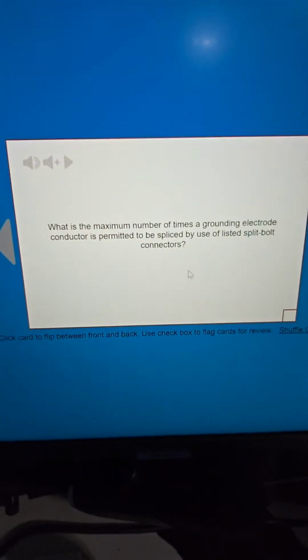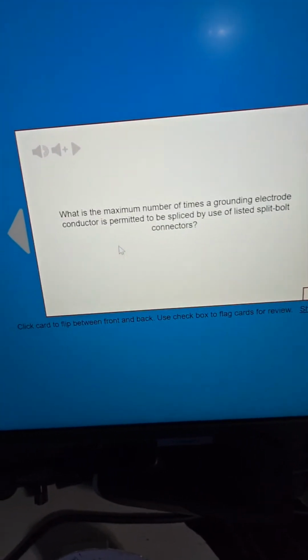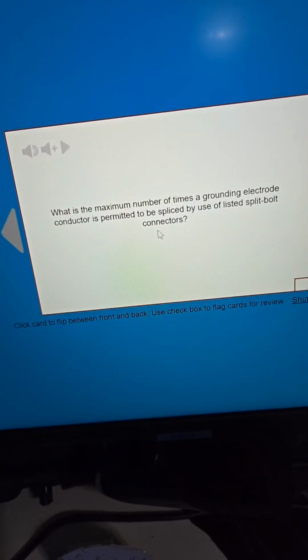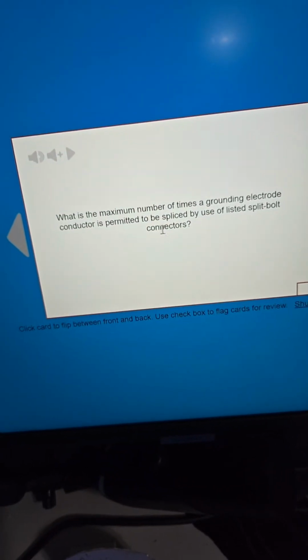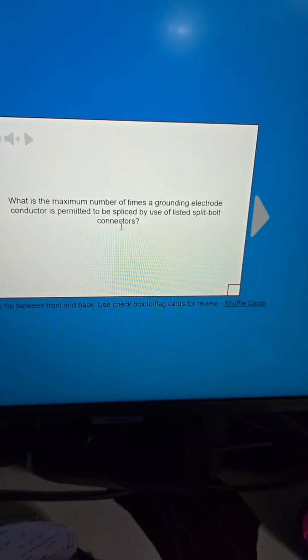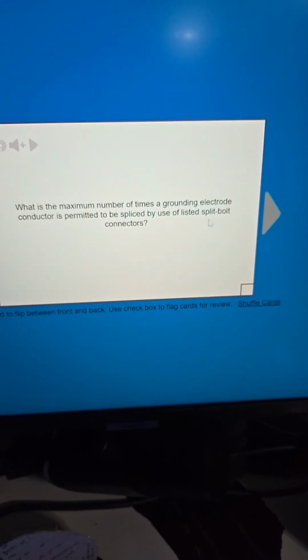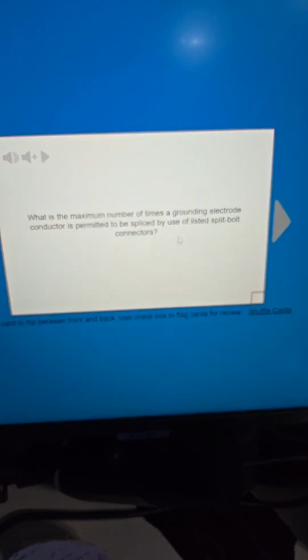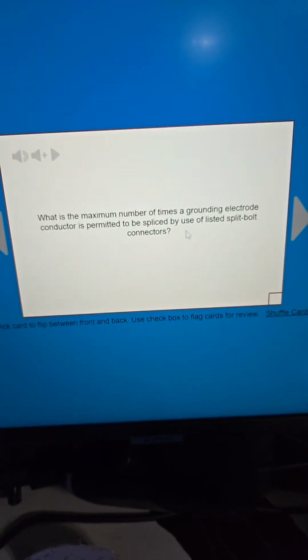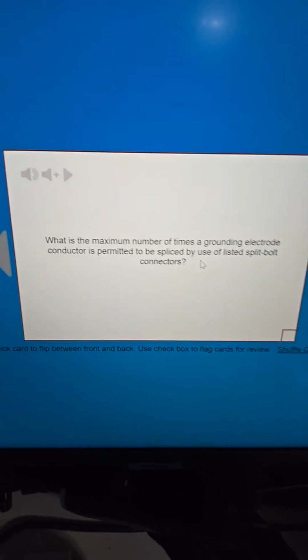Cool. Good to know. What's the maximum number of times a grounding electrode conductor is permitted to be spliced by the use of split bolt connectors? Oh, damn. If this is a thing, I need to know this. What's the maximum number of times a grounding electrode conductor is permitted to be spliced? I don't think there's a number. There can't be a number. If not, I'm severely messing up.